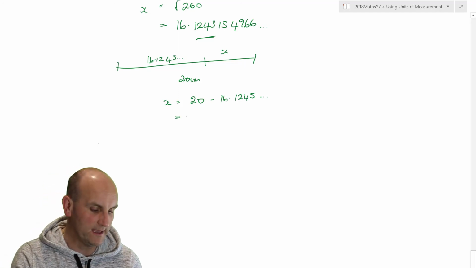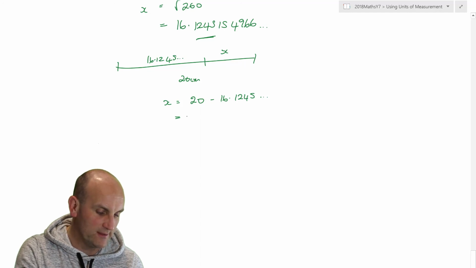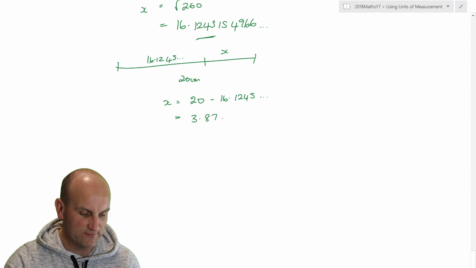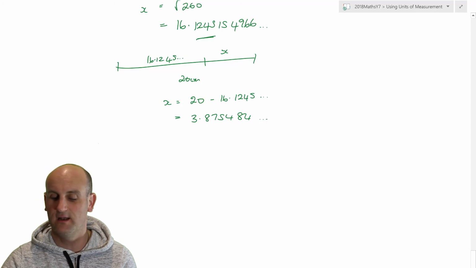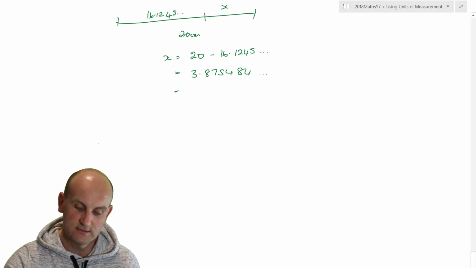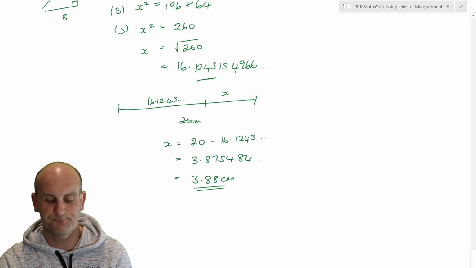So, firing up my calculator, I am going to do 20, take away that, which gives me 3.875484, and lots of values. And is that how I'm going to leave it? Nope. Did it say exact value? No, if you remember back to the question, it said do it to 2 decimal places. So, 3.88 centimeters is the section that sticks out.